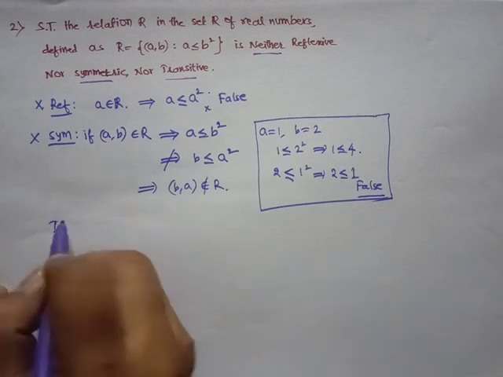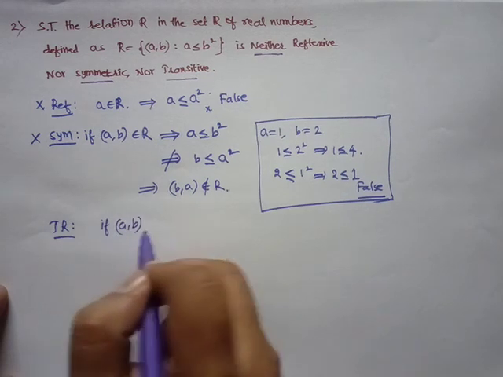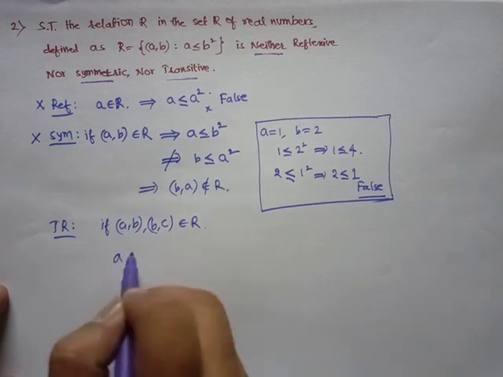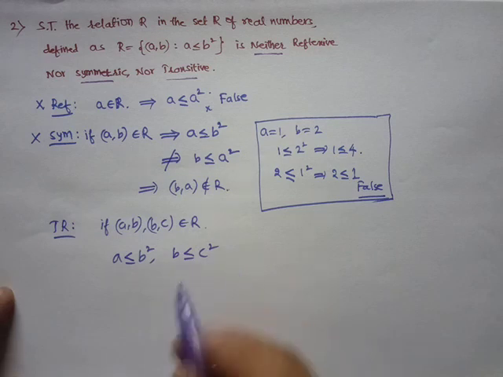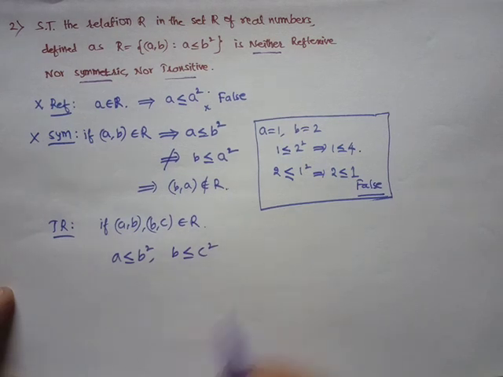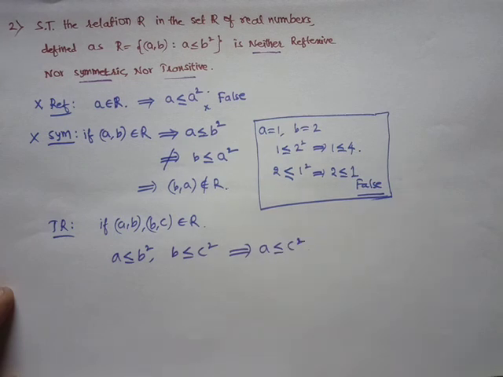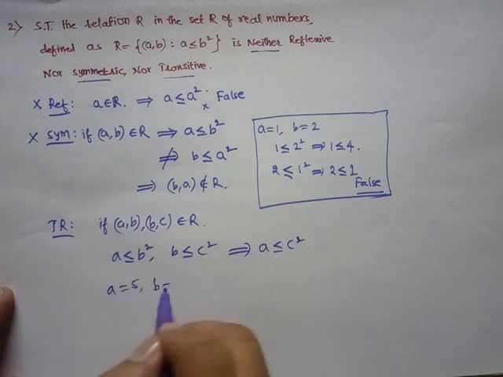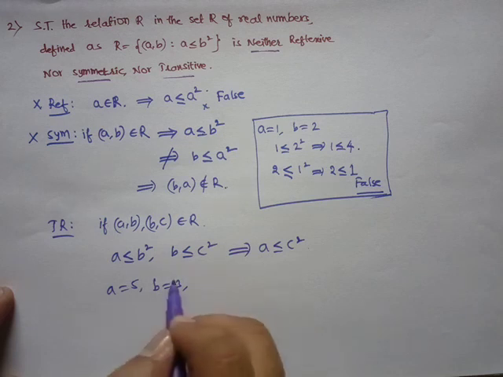Then what about the transitive? Transitive: if a comma b and b comma c both belong to the relation, then a less than or equal to b square, b less than or equal to c square. By taking up these two, can we say a less than or equal to c square? So we'll take up any example here. Consider a equals to 5, b equals to minus 3, and c equals to 1.